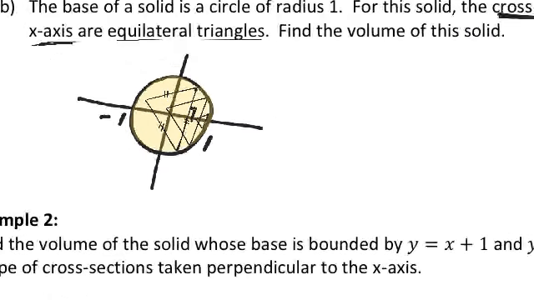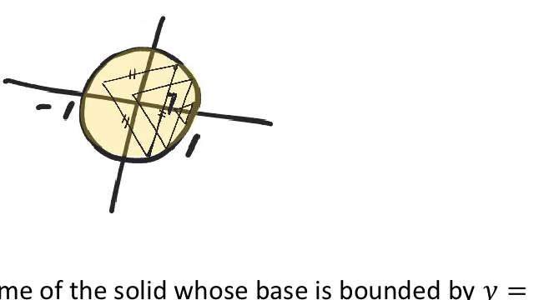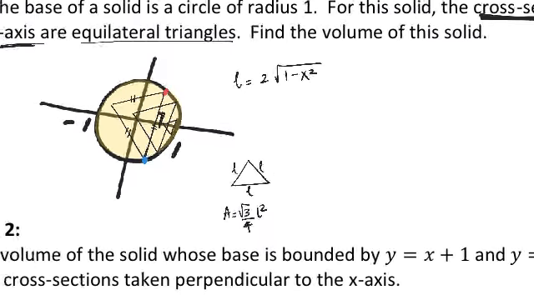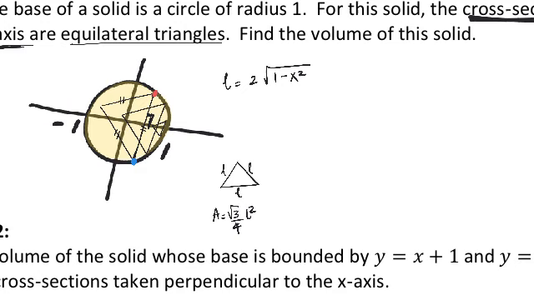So that length of the base is still exactly what we talked about before. It's the y at the top of the circle minus the y at the bottom. So that will again come out to be 2 times the square root of 1 minus x squared, just like it did in the last example. For an equilateral triangle of side L, L, and L, the formula for the area is rad 3 over 4 L squared. You're going to have to memorize that.